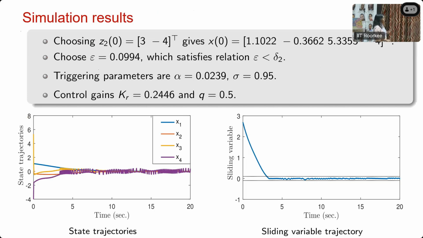And this is the evolution of the sliding variable. You can see that starting from one initial condition, the sliding variable enters this band in finite time, and it remains there. We have not plotted this value, but it will be nothing but 0.00994, which was in the definition of practical sliding mode also.